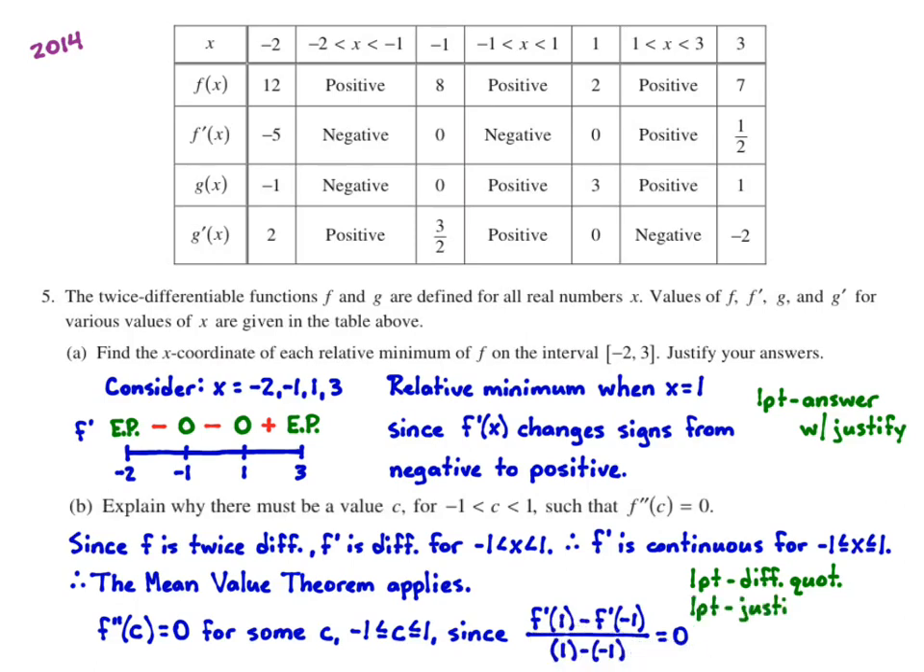And then 1 point for your justification. But your justification must include the use of the mean value theorem. And for the mean value theorem to work, you have to explain why it works. So you have to explain that f prime is differentiable and that f prime is continuous. All right, so that is for part B.